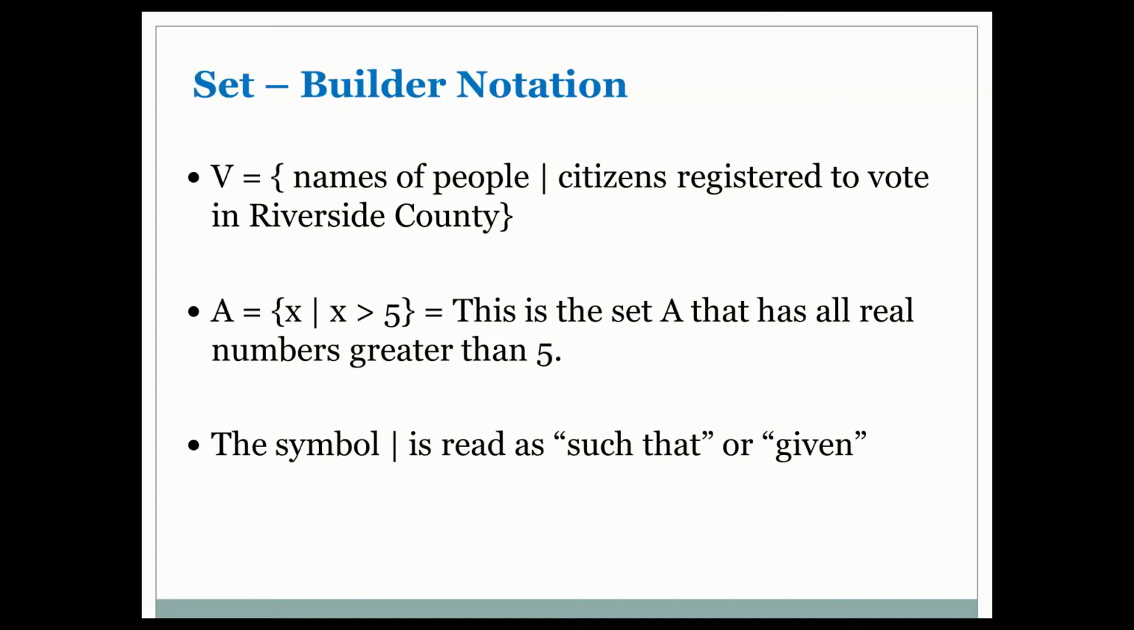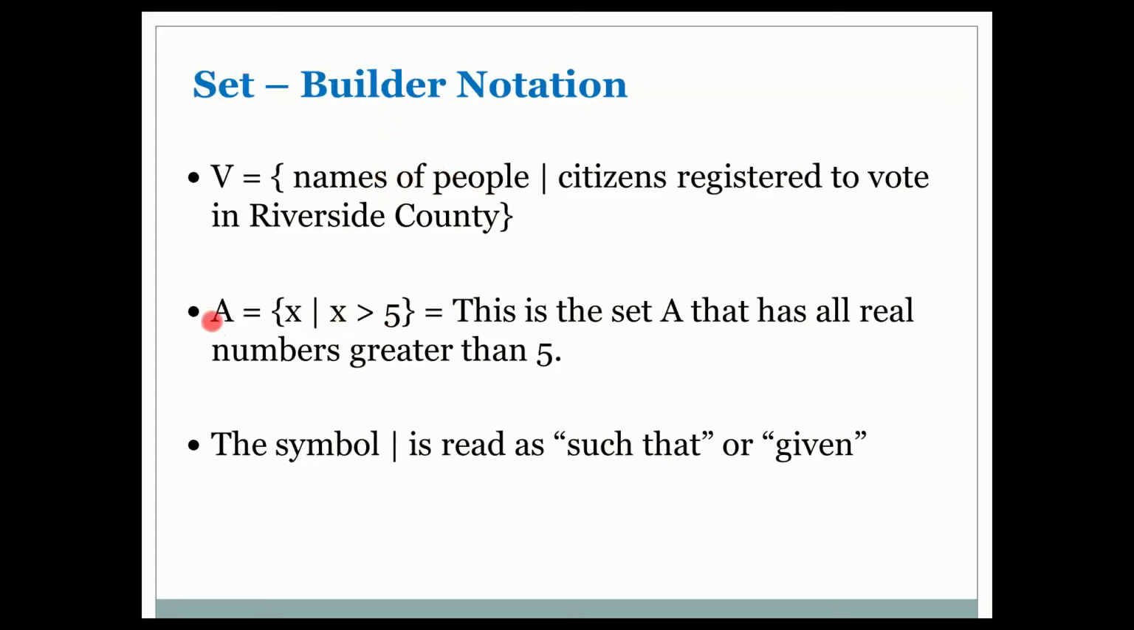It's called set builder. Basically, here are some examples. Set V is the names of people, given that they're citizens registered to vote in Riverside County. So really what we want are the names of the people who are registered to vote in Riverside County. We didn't list all the names, but it's understood that it'll be those people.